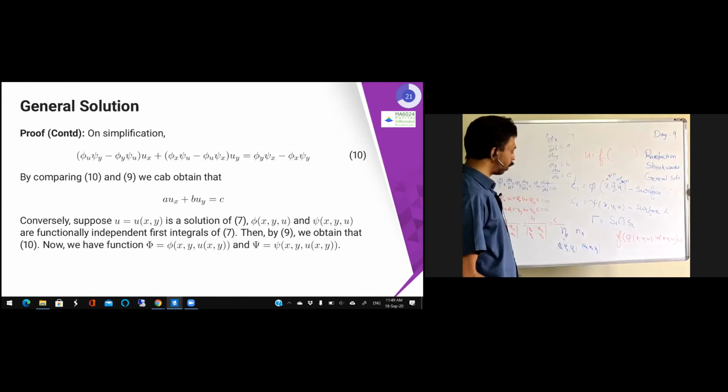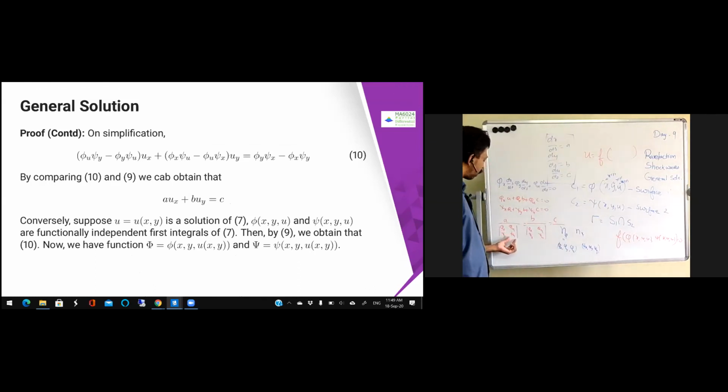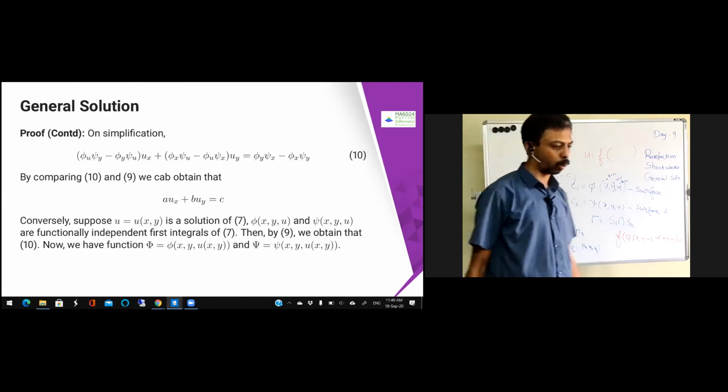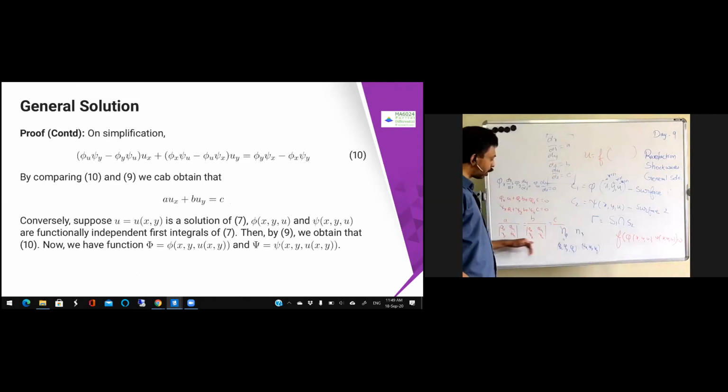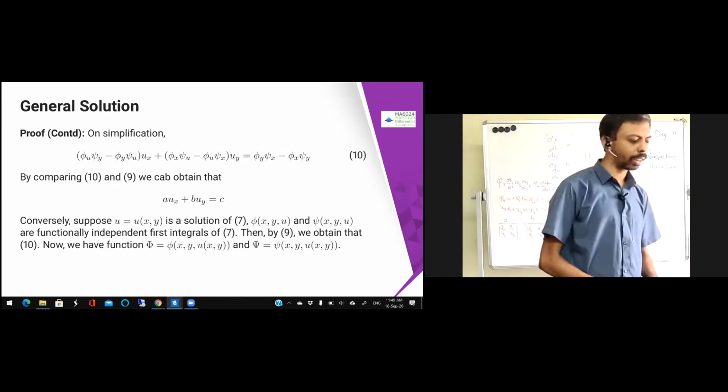10 and 9 are the same, the same as this one, phi_y psi_u minus phi_y phi_u psi_u. Okay, first question if you see that. So that means this satisfying is the same as that satisfying that one. So what does this satisfying mean? This satisfying means phi and psi are functionally independent. Therefore, you can say that phi and psi are functionally independent.